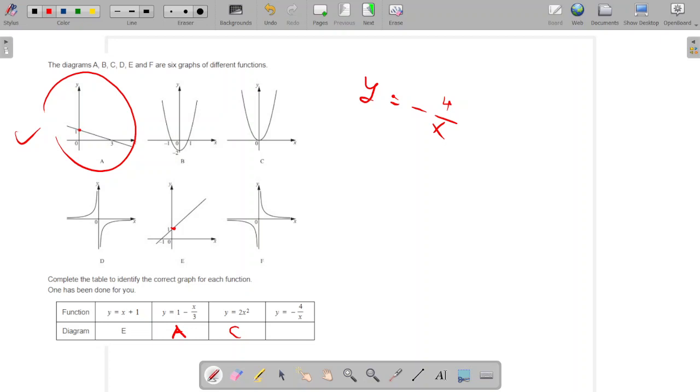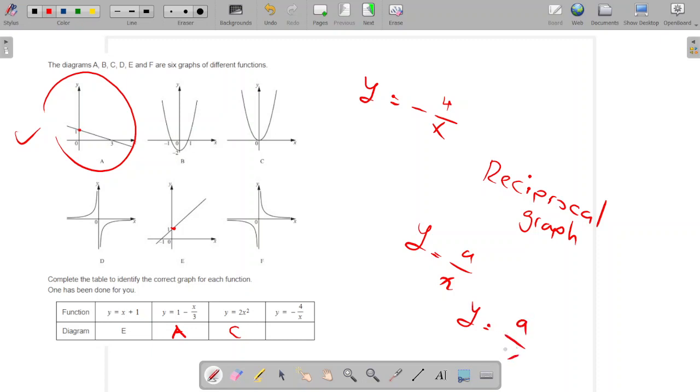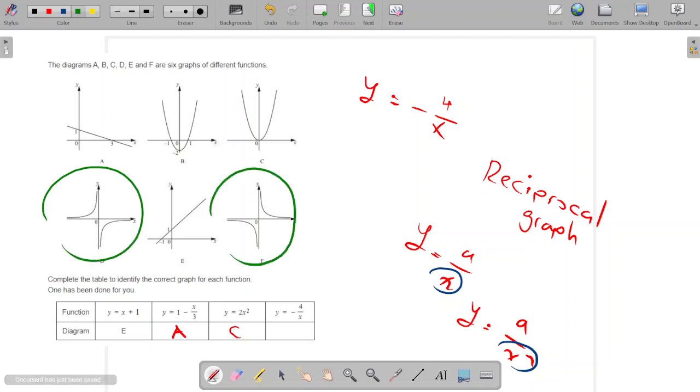From our study, when we talked about reciprocal graphs, we say that these graphs will always have the form of y equal a over x, or it could be y equal to a over x squared. The x value you will always find in the denominator. Okay, and this is reciprocal, and when I look at the diagrams in front of me, the only two possibilities are this and this. Okay, but which one is correct?